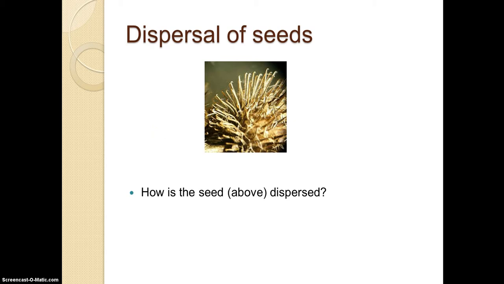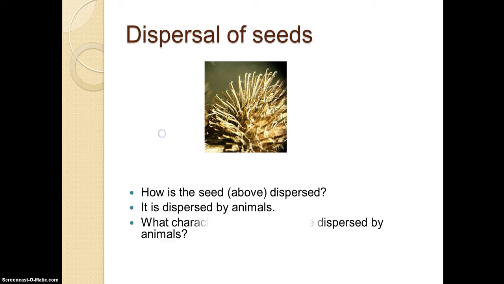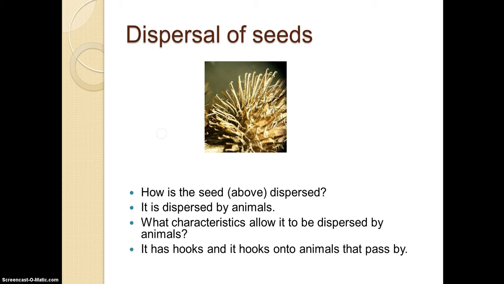How is the seed above dispersed? It is dispersed by animals. What characteristics allow it to be dispersed by animals? It has hooks and it hooks onto animals that pass by.